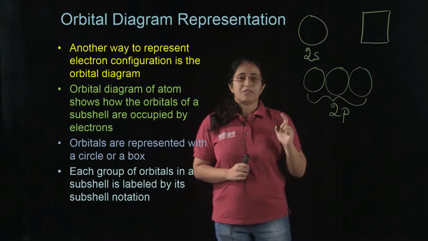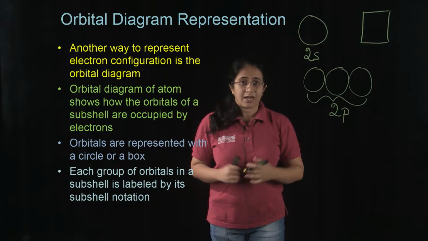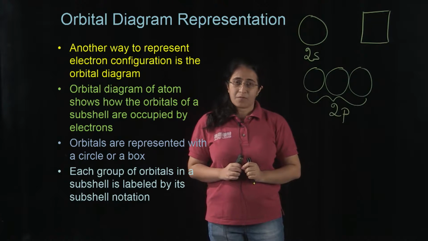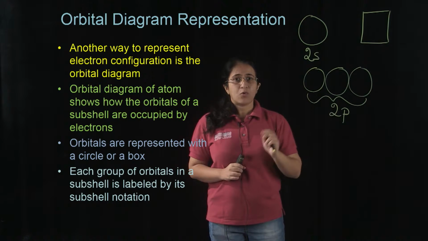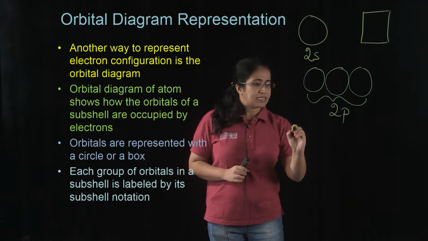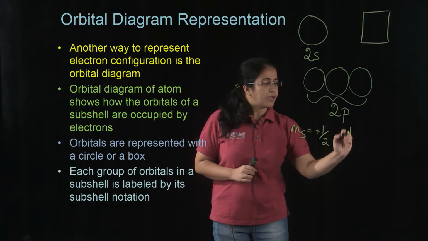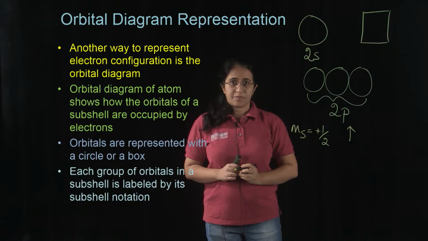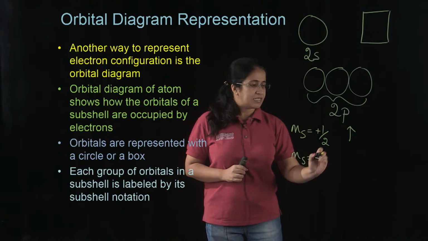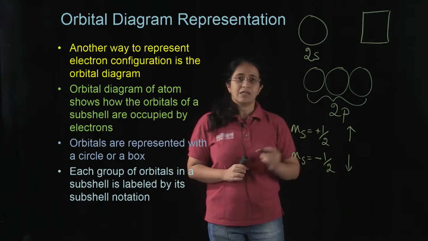The last thing to do would be to fill these orbitals with electrons. And how do we do that? You need to show electrons as arrows. Remember, an electron can have 2 kinds of spin. If it has a spin-up configuration, meaning that the spin quantum number equals plus half, then the arrow is going to point upwards. On the other hand, if it has a spin-down configuration, meaning that the spin quantum number is minus half, then the arrow is going to point downwards.